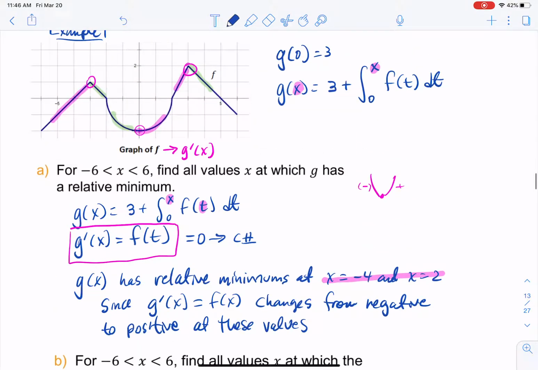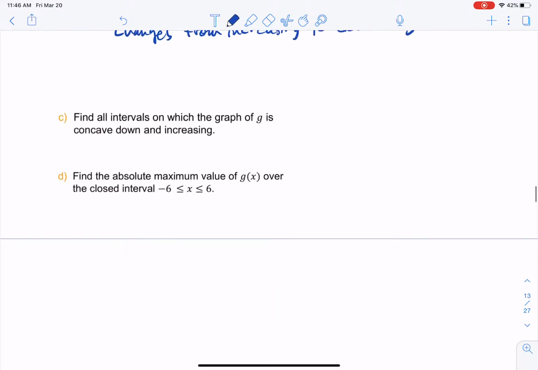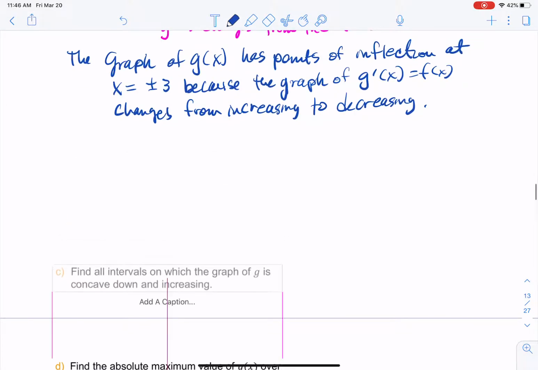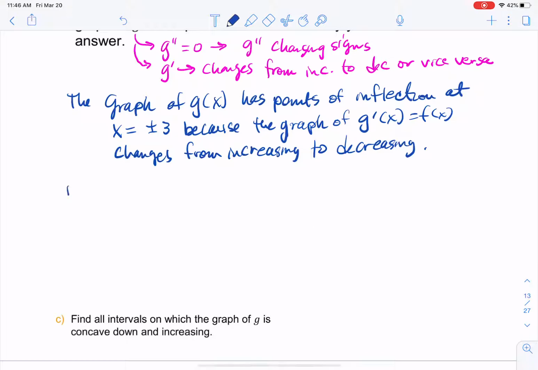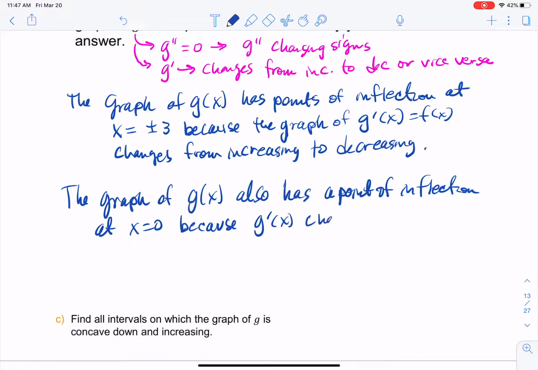Okay, and then we had one more. We had one at 0, and this is where the graph is changing from decreasing to increasing. So I'm going to put that one separately. The graph of g of x also has a point of inflection at x equals 0 because g prime of x changes from decreasing to increasing.